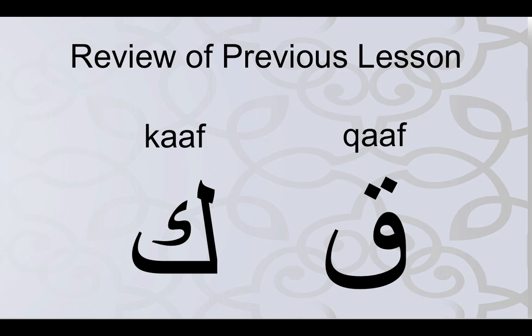On the left-hand side, the letter you see is the letter Kaf. The letter Kaf is a consonant, and it is identical to the letter K in the English language, with the exception that the English K has a characteristic exhalation. If you go back to the previous lesson video, you will remember how to pronounce this letter. This letter is a consonant, and it is also a tongue letter.